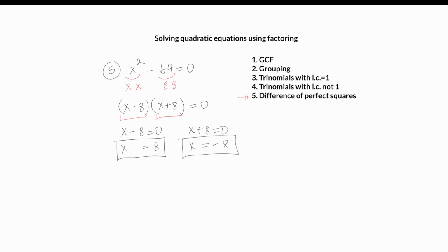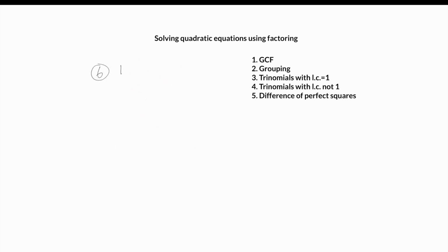I'm going to show one last example, and that will be my problem number 6. So question number 6, 16 equals x plus 9 times x plus 3. A typical mistake for students to make when they see a problem like this is to just go ahead and set x plus 9 equal to 0 and x plus 3 equal to 0. However, remember, for you to do that, the 16 should not be a 16 and it should be a 0.